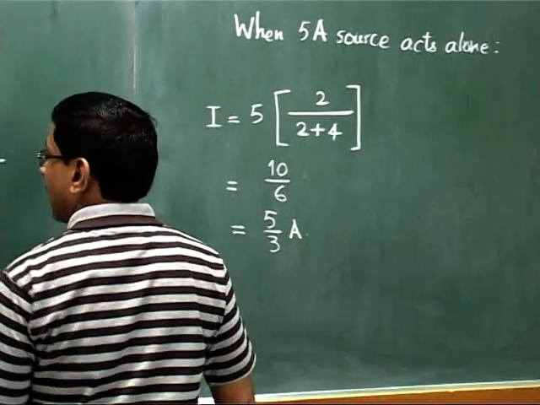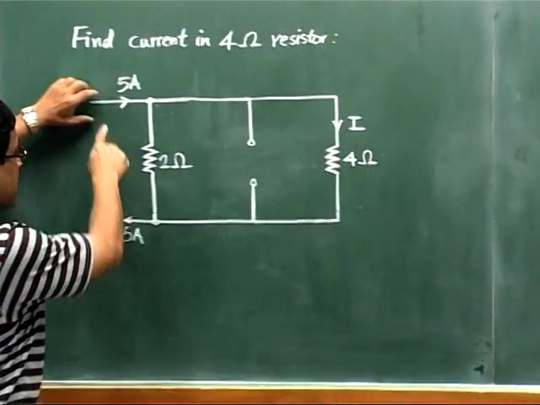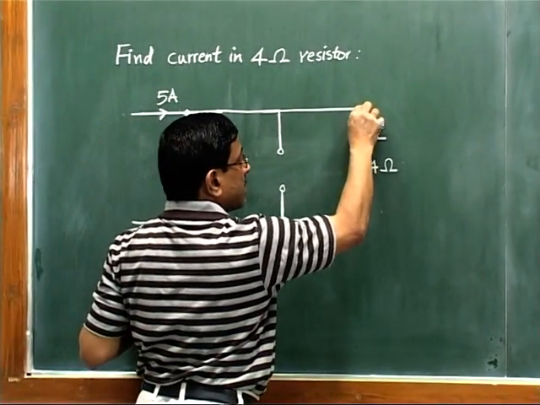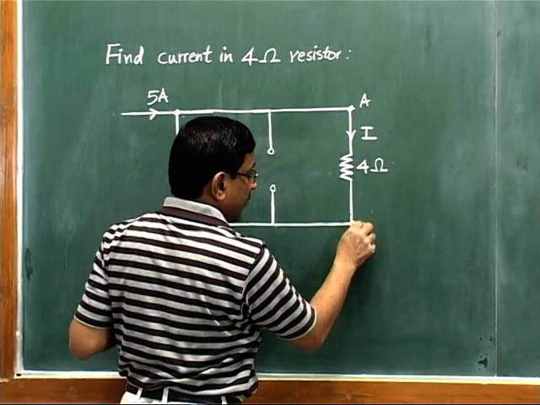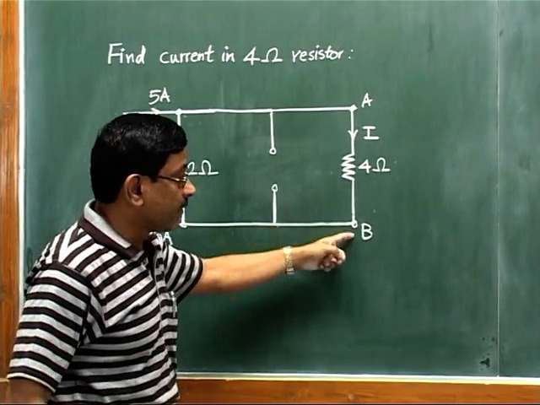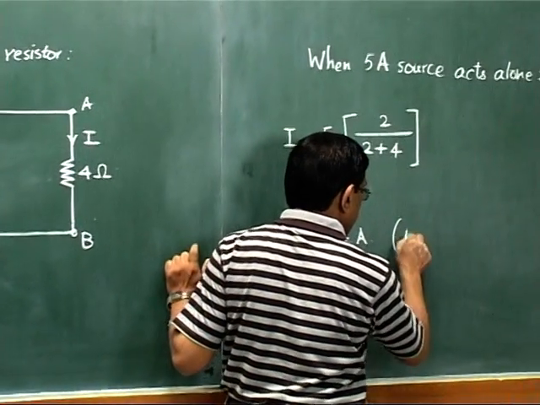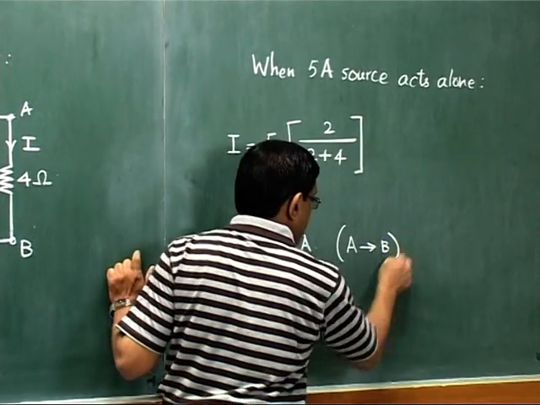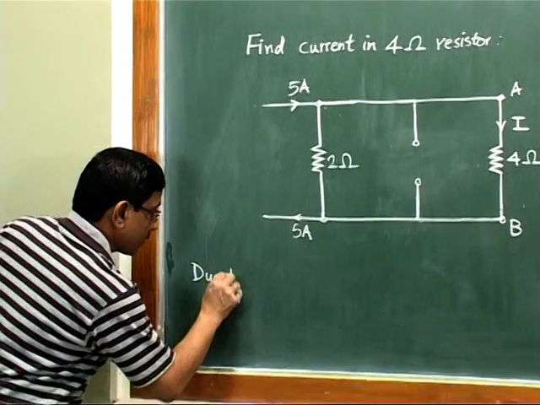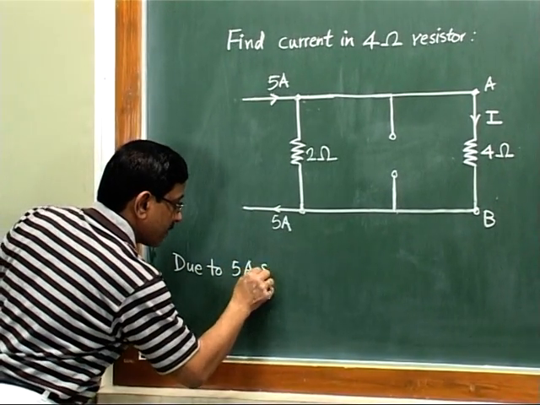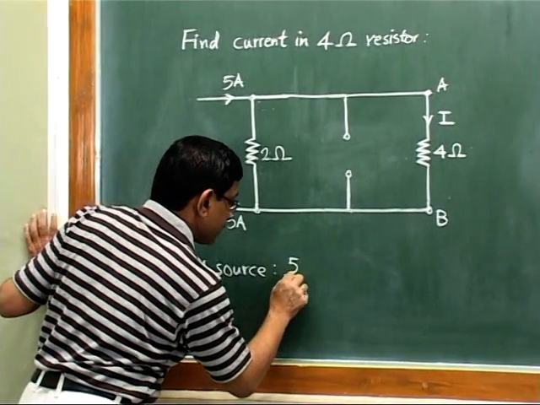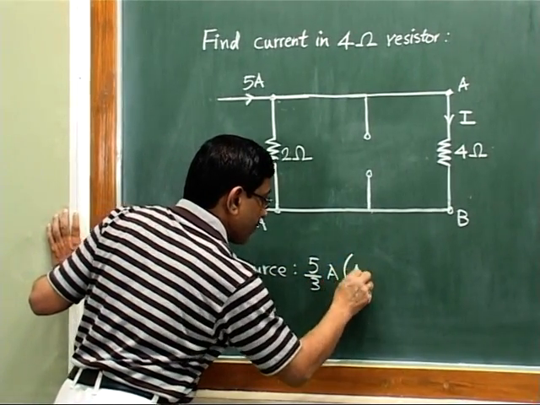And see now what will be the direction of current? Obviously, since this current is supplied from this end, current will be flowing like this. We mark these points as A and B. That means the current of 5 by 3 ampere will flow through this 4 ohm resistor and its direction will be from A to B. So here we write the direction as A to B. So the first result we have obtained: due to the 5 ampere source, our result is 5 by 3 ampere, but its direction would be from A to B.